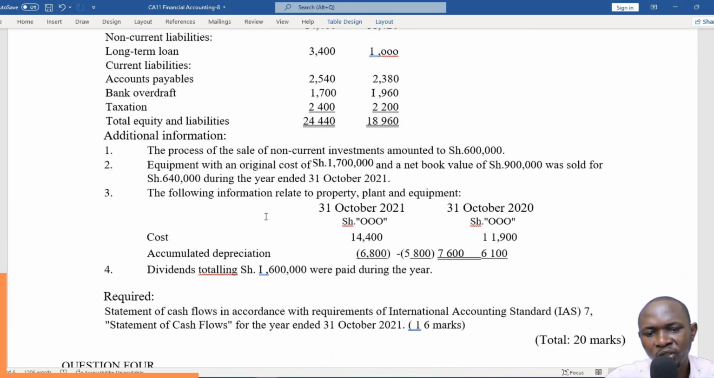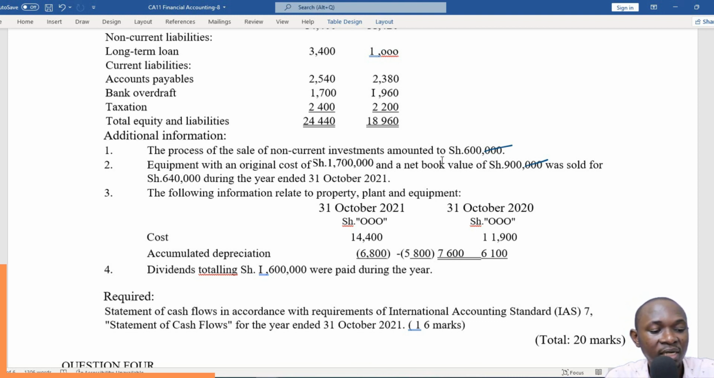So let's go to additional information. The proceeds of the sale of non-current investments amounted to 600,000. Now, remember, the zeros have been restricted in the question above, so please be very keen on these extra zeros. They may not be there. So the proceeds of the sale of non-current assets amounted to 600. Equipment with an original cost of 1.7 and a net book value of 900 was sold for 640 during the year ended 1st October 2021.